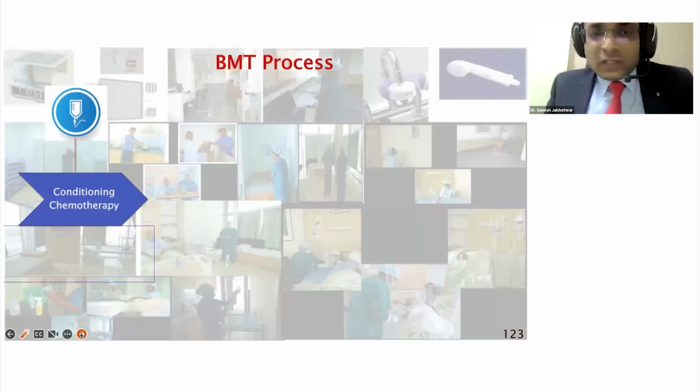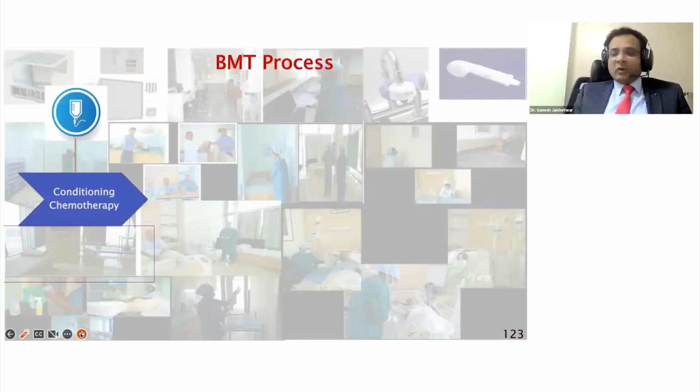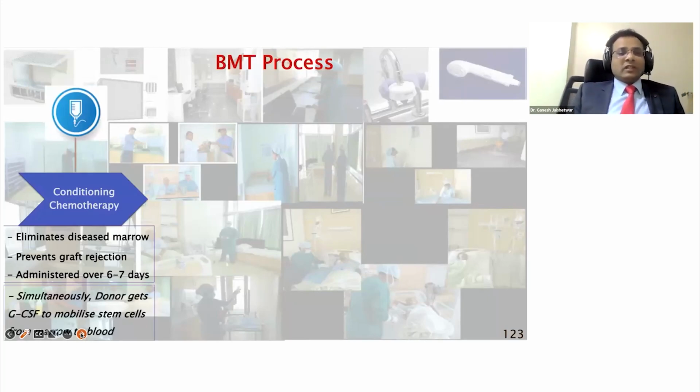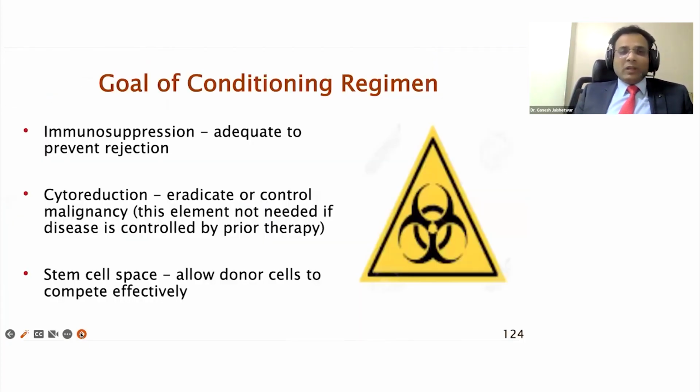So there are three parts in the bone marrow transplant. The conditioning chemotherapy, basically, the rationale is to eliminate the diseased marrow, and it is also immunosuppressive to prevent graft rejection, and it is usually administered over a period of 6 to 7 days. Simultaneously, the donor in allogeneic stem cell transplant gets GCSF to mobilize the stem cells from the bone marrow to the blood. So the goal of the conditioning regimen is cytoreduction as well as immunosuppression.